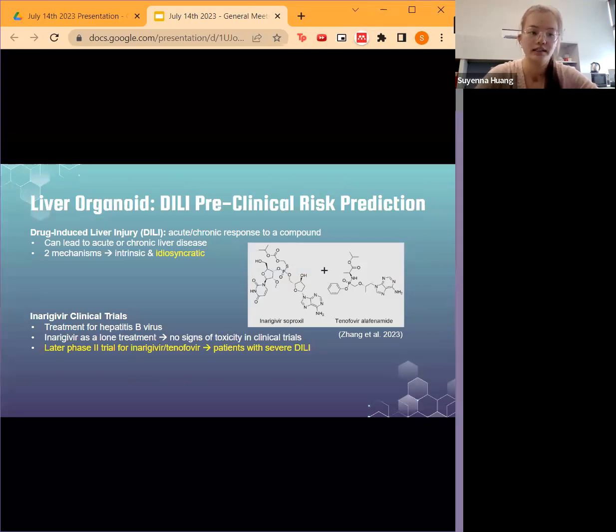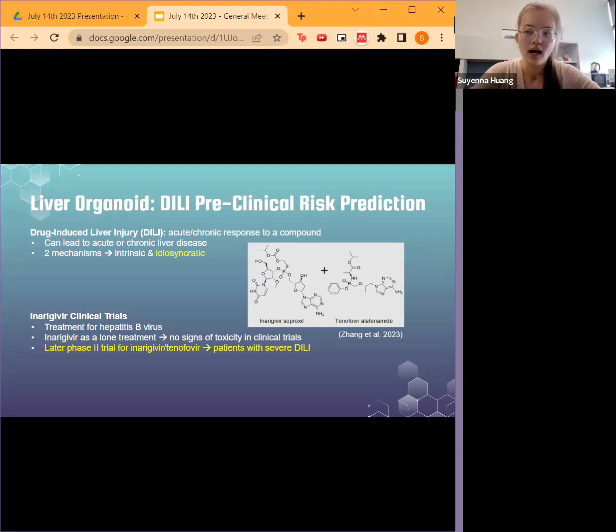DILI is drug-induced liver injury, which is a result of an acute or chronic response to a compound, and it can lead to acute or chronic liver disease. There are typically two mechanisms that can cause DILI. The first is intrinsic, which has a predictable mechanism. The risk of getting DILI is reproducible based on the drug dosage, and also if the drug is already known to cause liver injury.